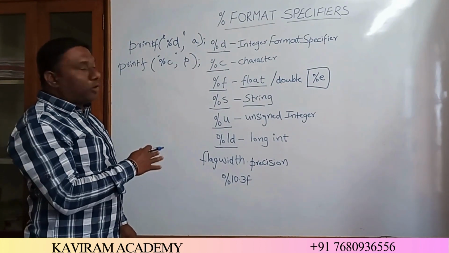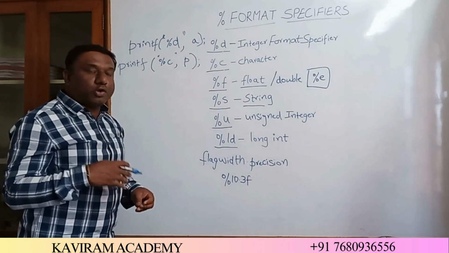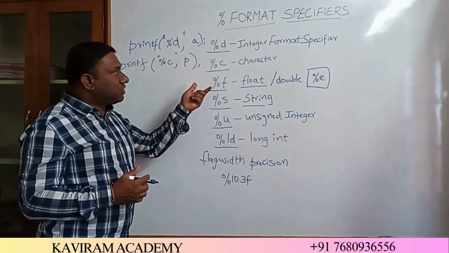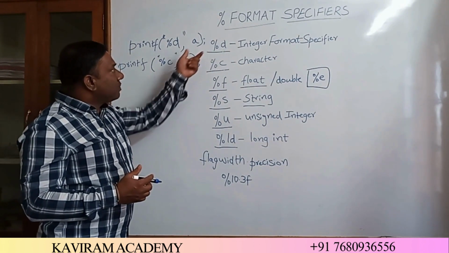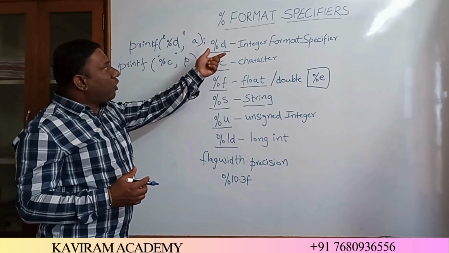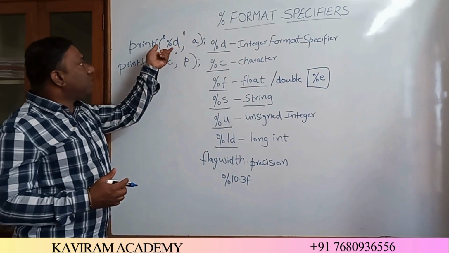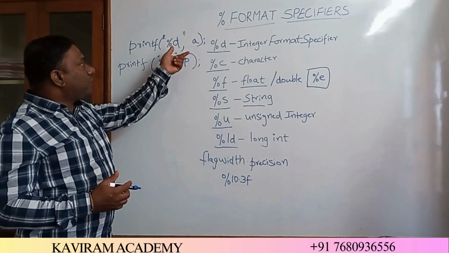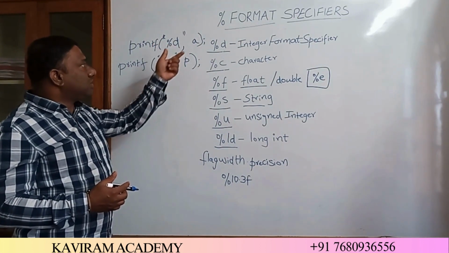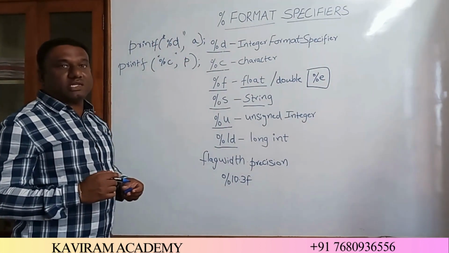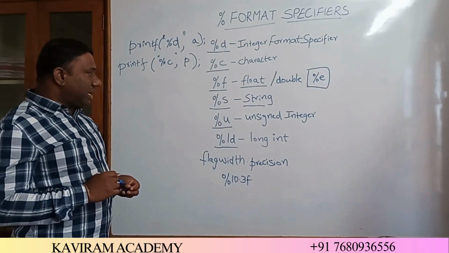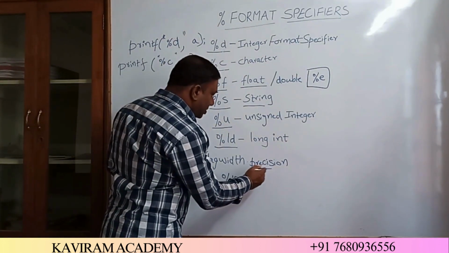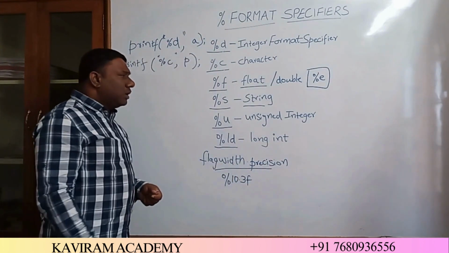So these are important to print, and even if you want to take input in scanf also, we are using these format specifiers. So depending upon which type of data, we need to mention the particular format specifier here. So based on these data types, we are using that particular format specifier in our C programming. Here one more thing is also there, that is flag, width, precision in our C programming.